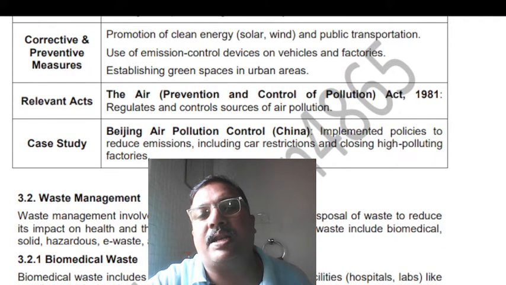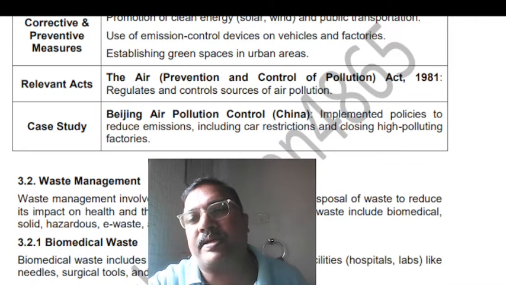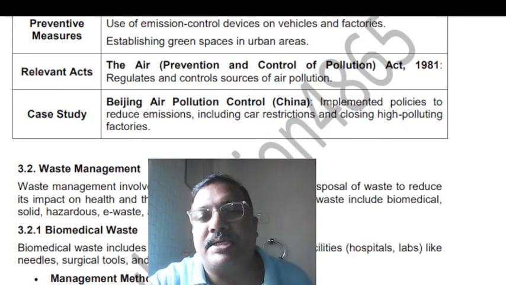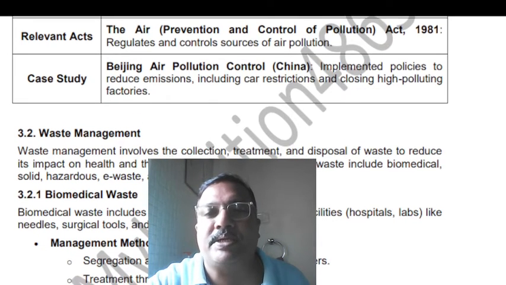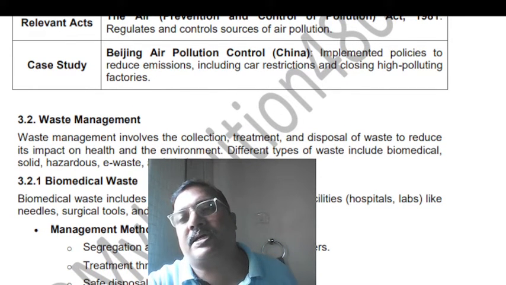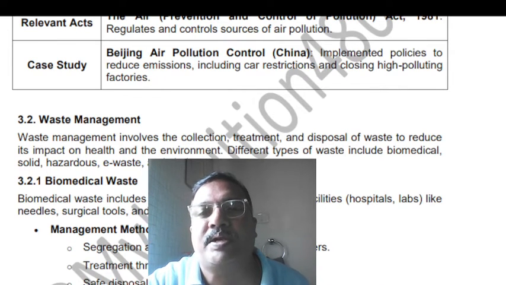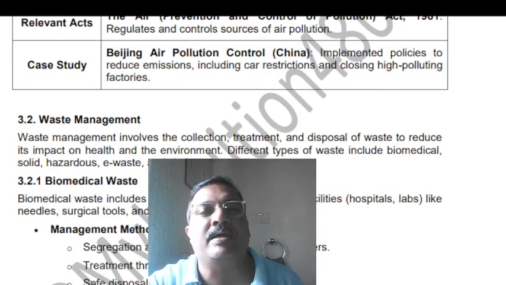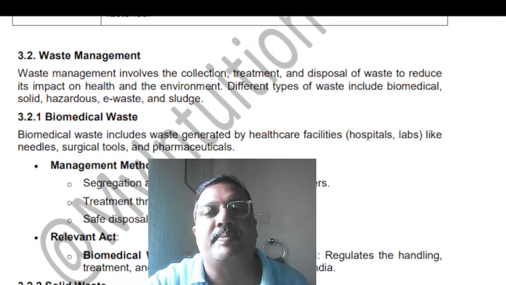The relevant Act was the Air Prevention and Control Act of 1981 in India. Example or case study: the Beijing air pollution control in China. They implemented policies after that incident to reduce emissions, including car restrictions and closing high-polluting factories in that area.